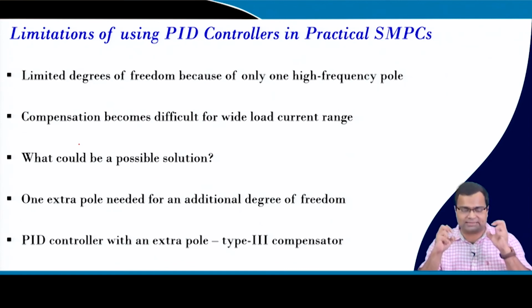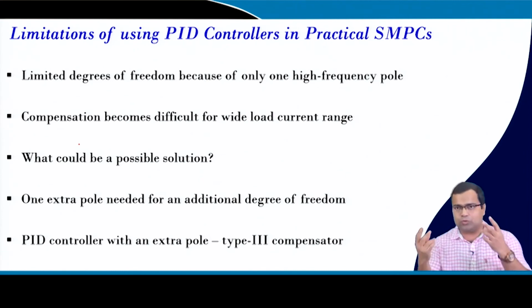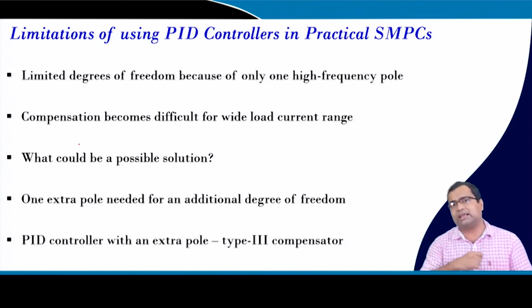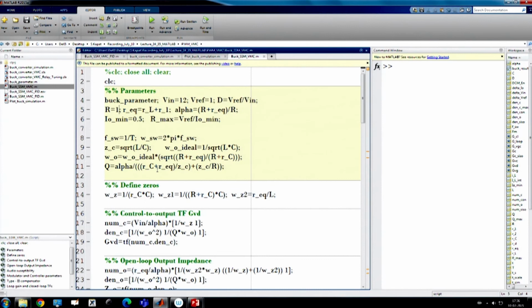So if we add one extra pole with a practical PID controller, then it becomes a type 3 compensator, which has 2 zeros and 3 poles. One is a pole at origin, one is kind of a derivative pole which can cancel the ESR, and the third pole is the one which gives an additional degree of freedom, and that we will discuss in the next class, the design method. But in this class we want to see what happens if we design this using a type 3 compensator.